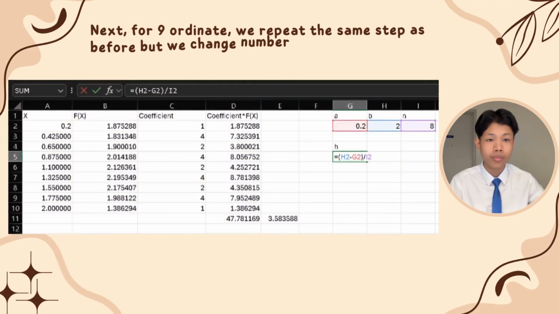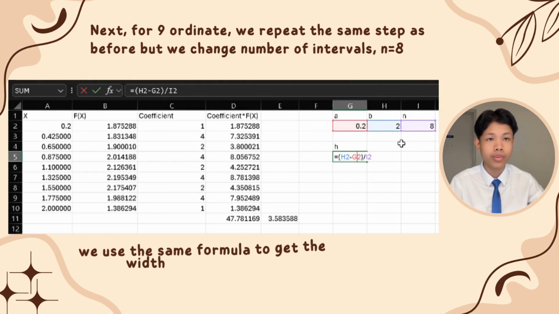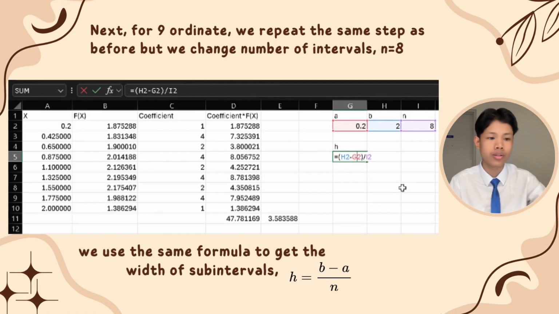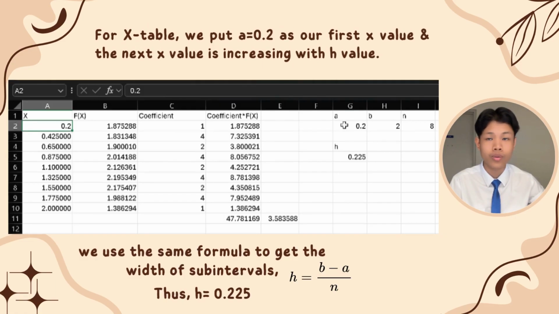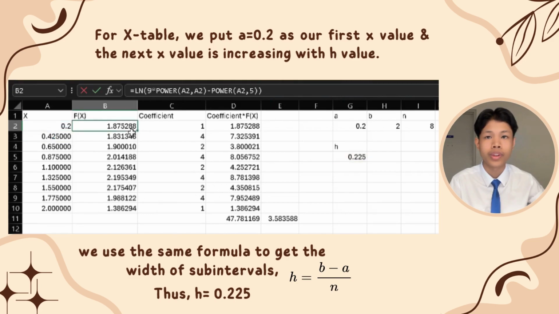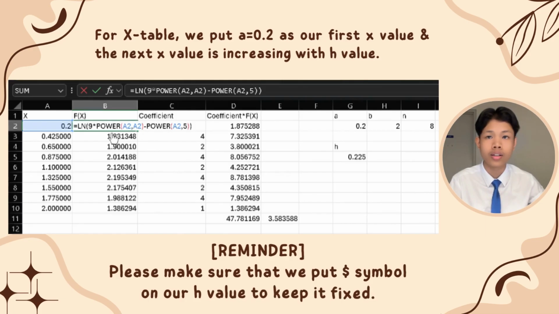Next, for 9 ordinates, we repeat the same step as before, but we change the number of intervals, which is the n value equals 8, and we use the same formula h equals b minus a divided by n equals 0.225. For x table, we put the first value, which is the a value, equals 0.2, and the next x value, we increase it by h value, and don't forget to put dollar symbol to keep the h value fixed. For fx table, we just insert the function equation, which is ln 9x to the power of x minus x power of 5.